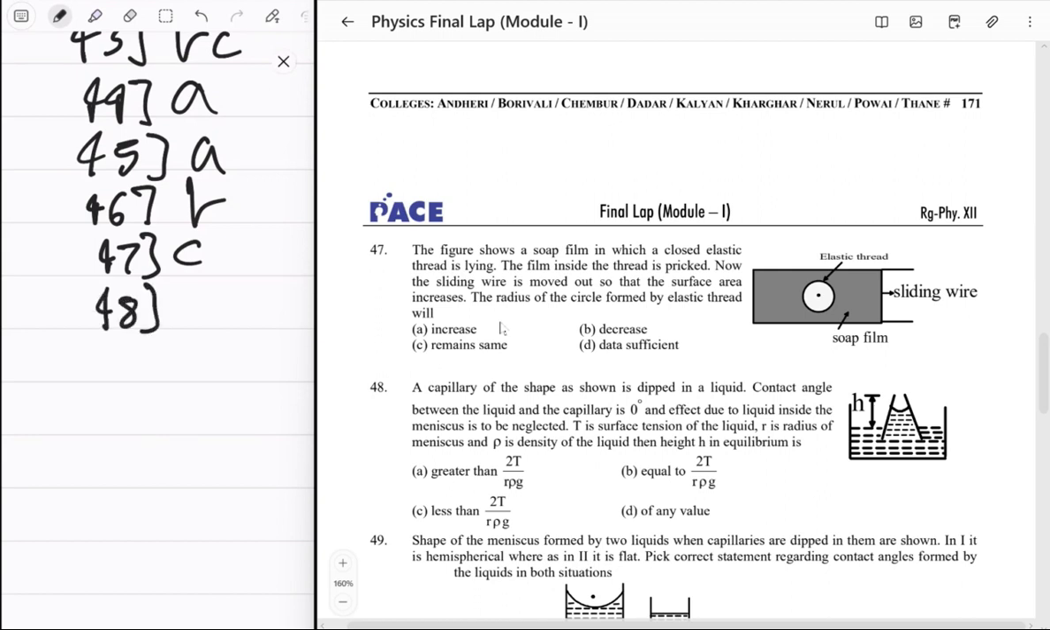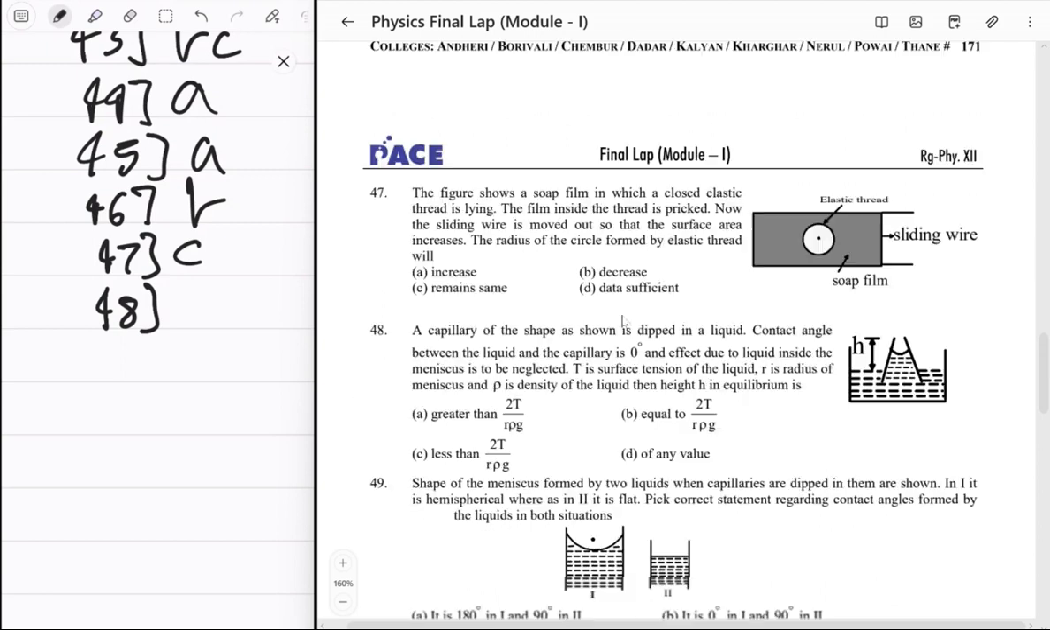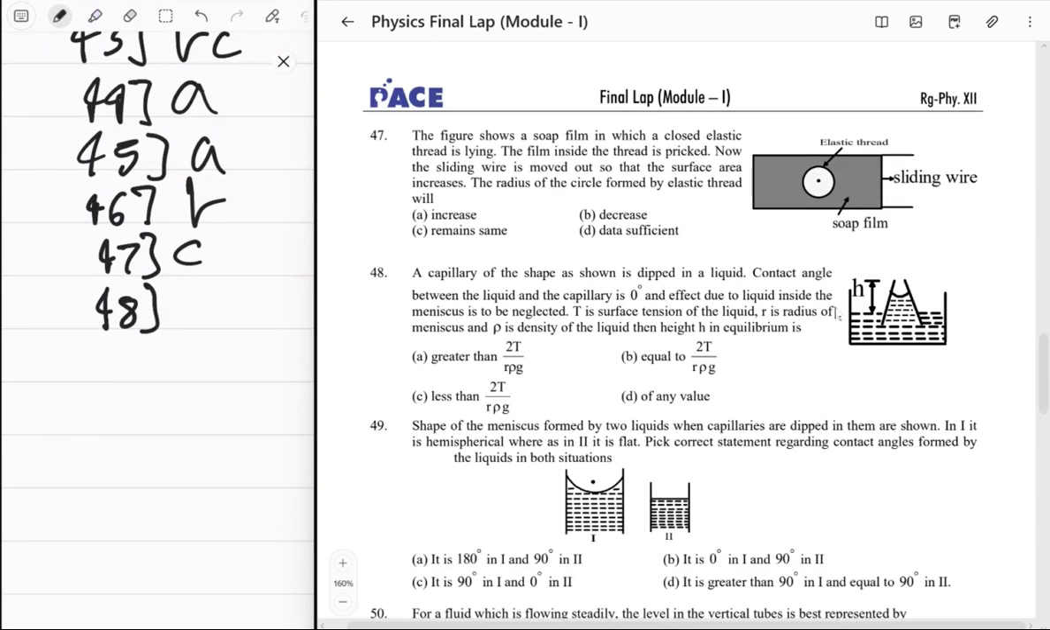Next, 48. A capillary of the shape as shown is dipped in liquid. Contact angle between liquid and capillary is 0 degree. Effect of liquid inside the meniscus to be neglected. R is the radius of meniscus and rho is the density of liquid. Then height h in equilibrium. Wait, what? Liquid and capillary is 0 degree.